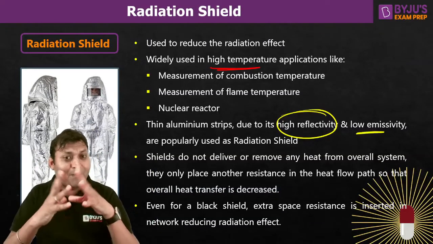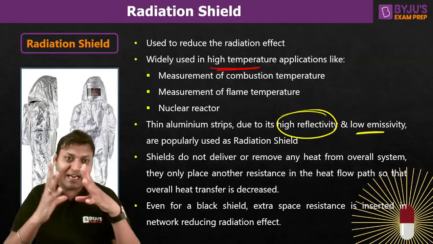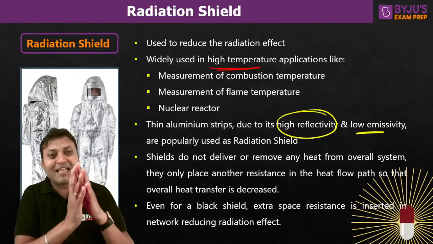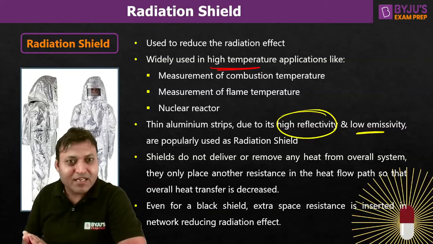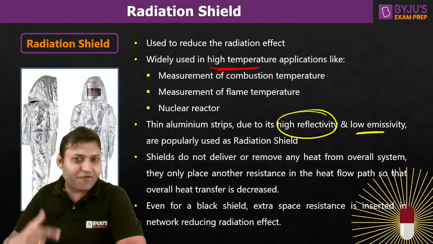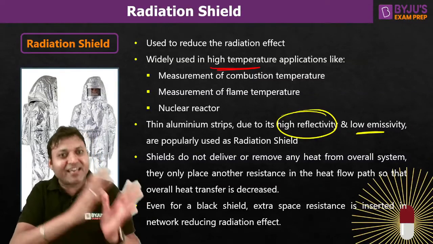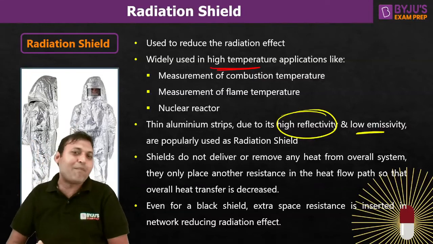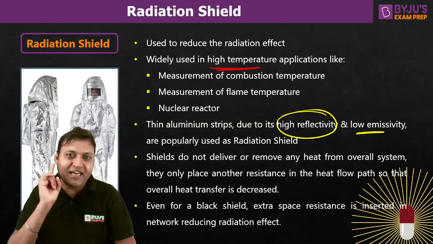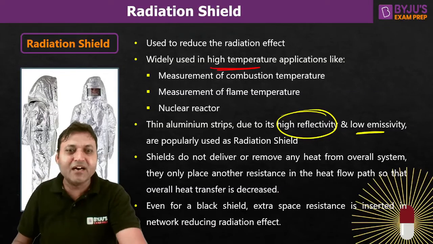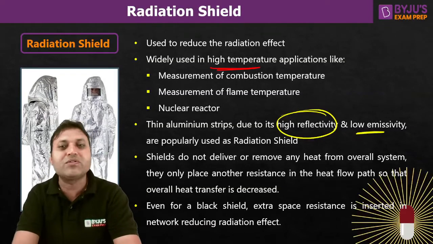So when the shield is a black surface, a black body, the surface resistance will be 0 for a black surface. But even though the surface resistance is 0, there is an increase in the space resistance in the path of the heat flow, and because of the increase in the space resistance, there will definitely be a reduction in the rate of heat transfer due to thermal radiation.